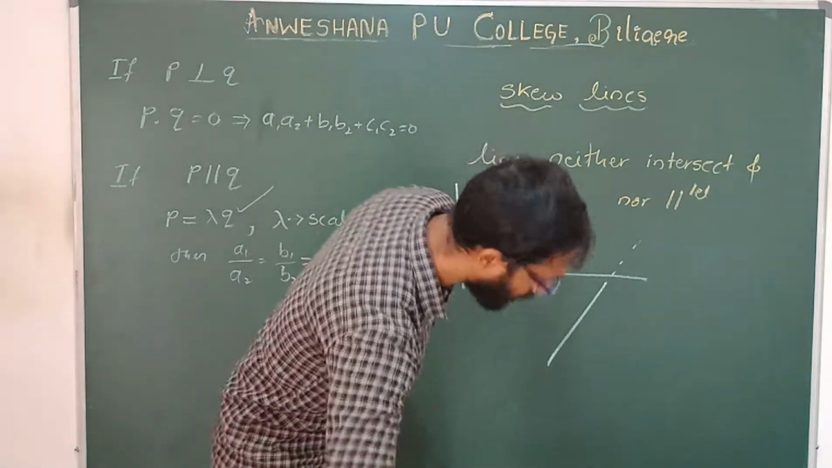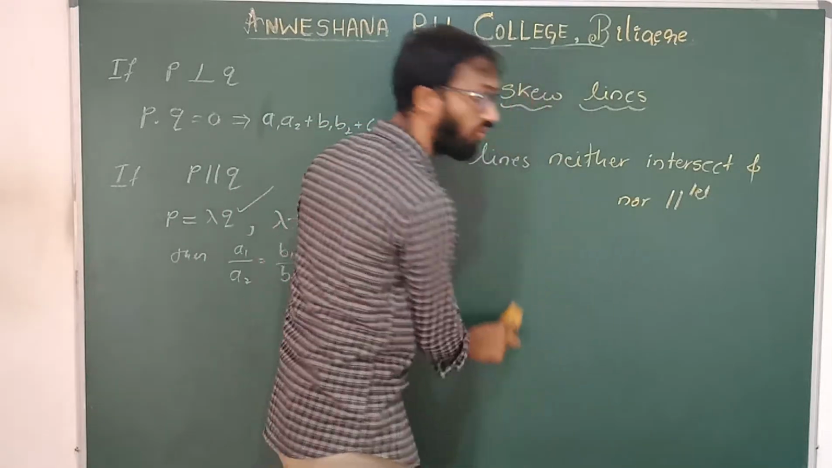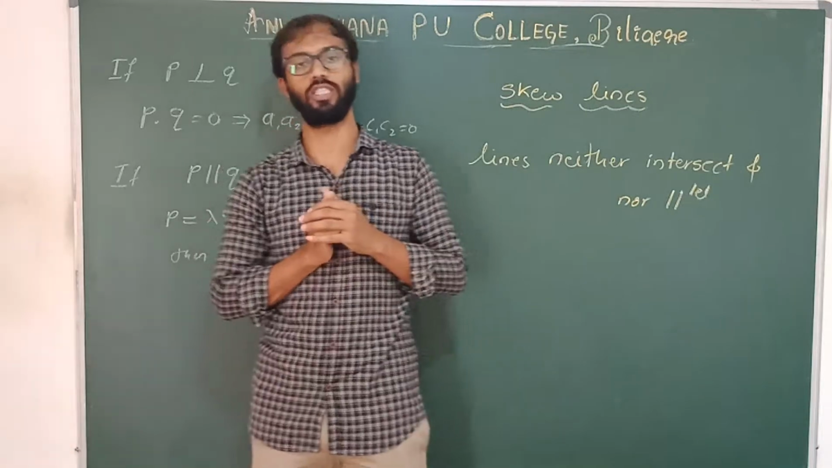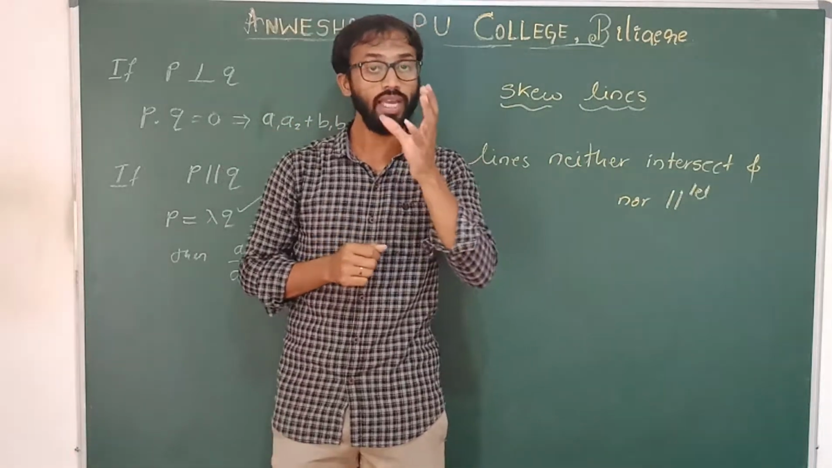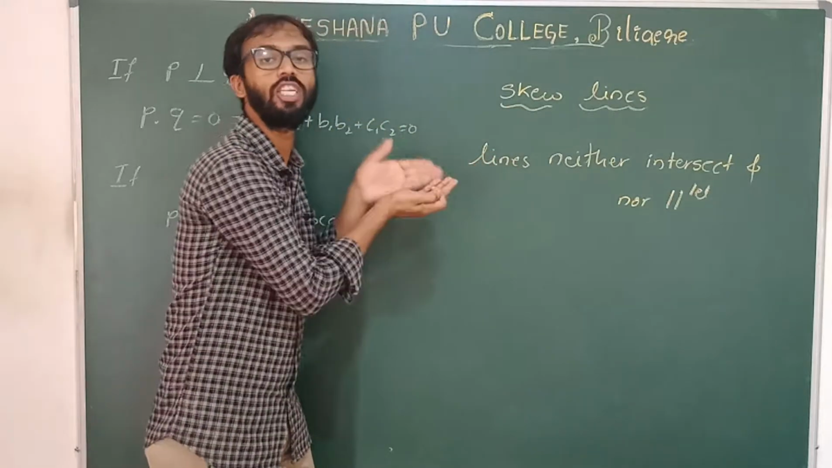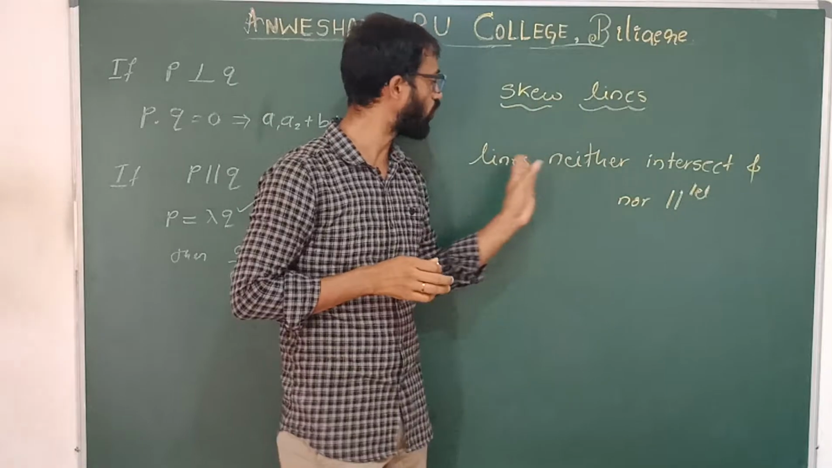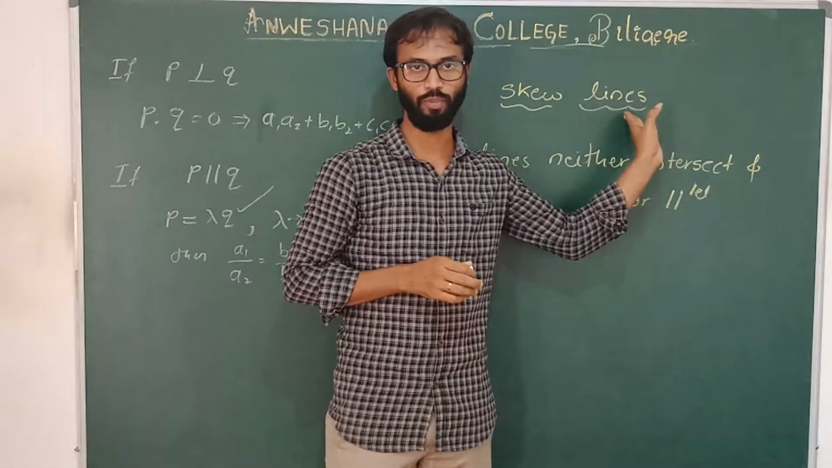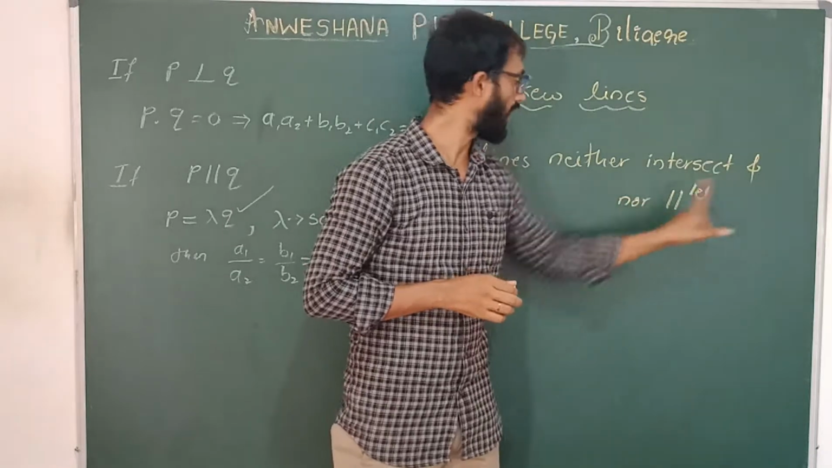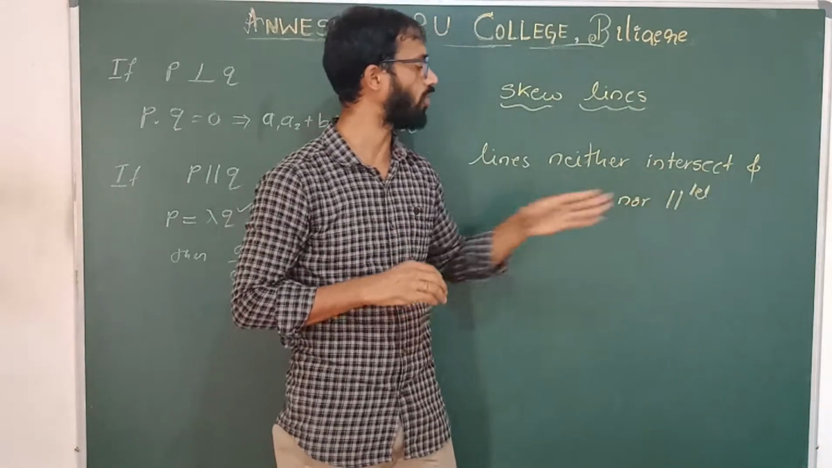But in 3D, there is a possibility that two lines can be drawn which are never parallel as well as never intersect each other. You can draw them in space. So that kind of lines we call skew lines. Please keep in mind, skew lines are nothing but lines that neither intersect nor are parallel. They will not intersect, and they will not be parallel either.